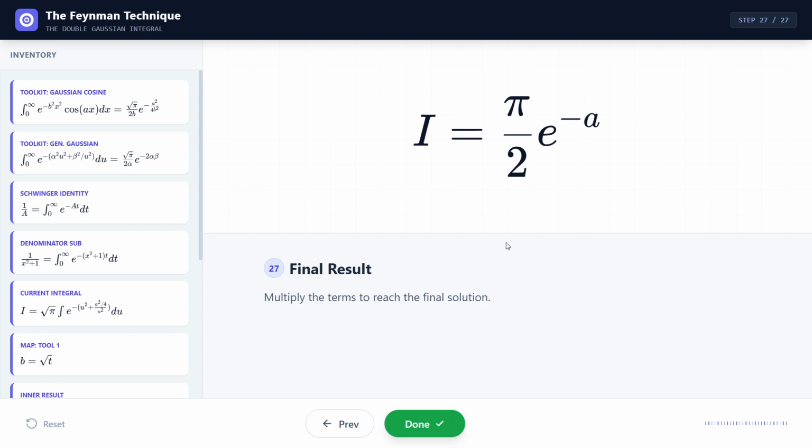This is probably familiar to those of you watching this channel. You've probably seen it derived the other way, where you differentiate under the integral sign twice and create a differential equation. But I like this method. I've not seen this way before.